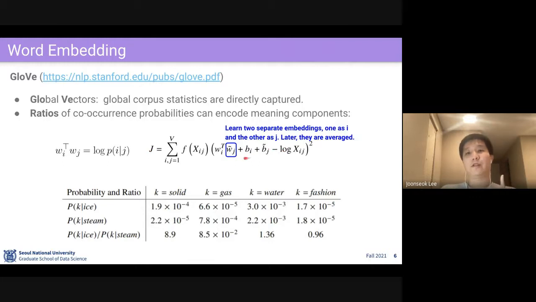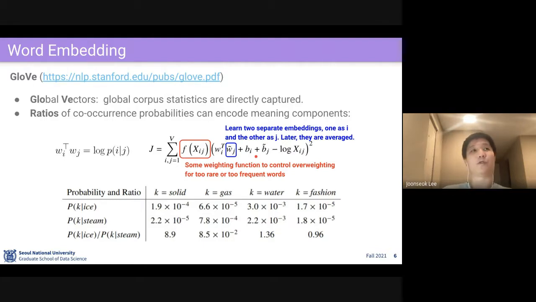Now you see that these bias factors can be absorbed into this W, as we have seen at the very beginning of our class. So you can just ignore this part. And then this part needs to be close to this because they are applying some squared loss. So that's how they implemented this idea into this objective function. And what is this? This is some weighting function to control overweighting for 2 rare or 2 frequent words. For the details, you can look at the paper. I'm not going to cover how they control that; it is too much detail for this class.